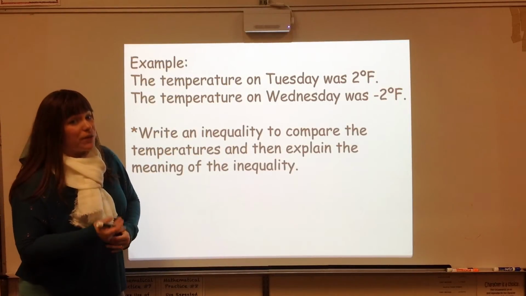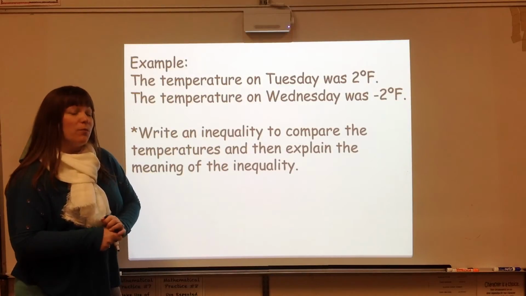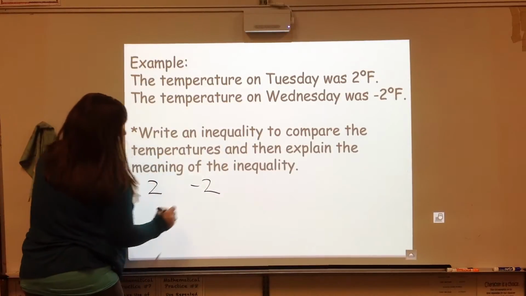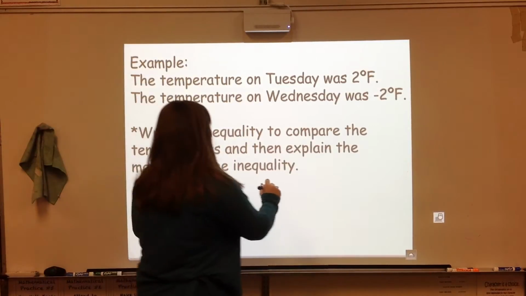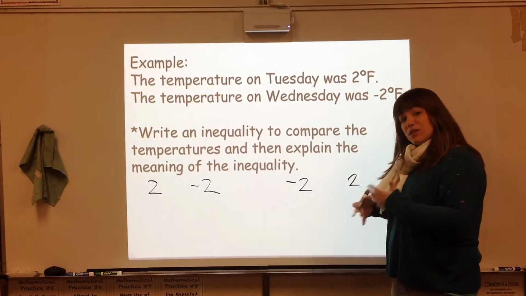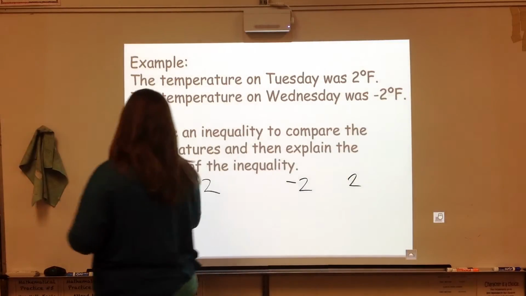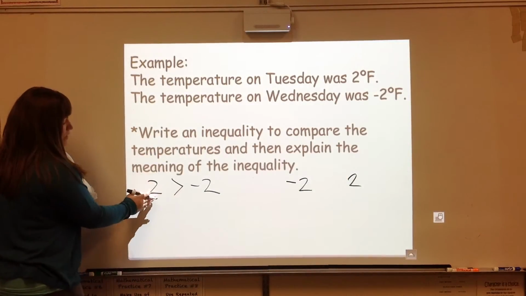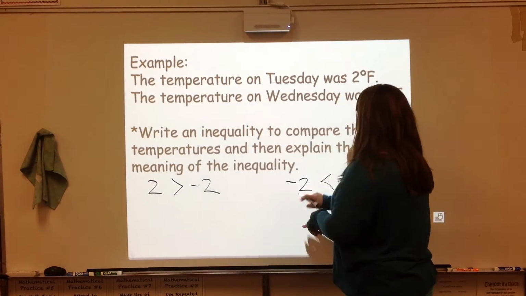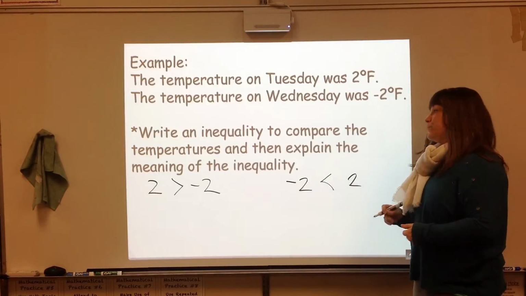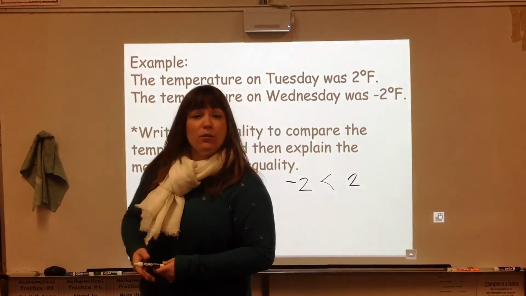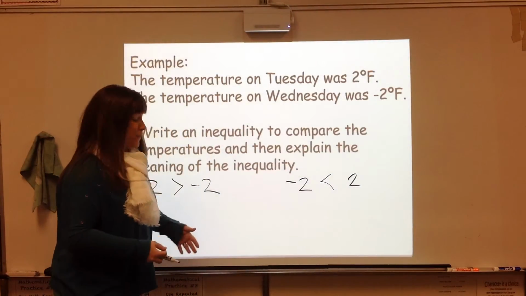There's actually 2 different answers that you could do that will both be correct. We could compare the 2 to the negative 2, or we could flip it around, and we could do the negative 2 and then the 2 on the right. The symbols will be different because the positive number is going to be the greater number, so we can say that 2 is greater than negative 2, or we could say that negative 2 is less than positive 2. So both of these are acceptable. The one that you pick will determine how you explain.